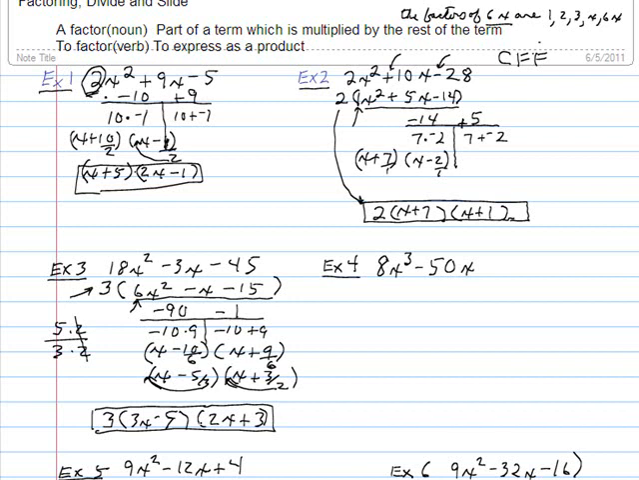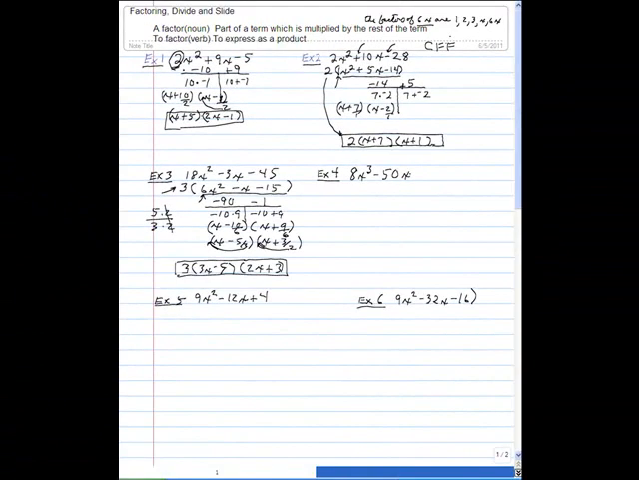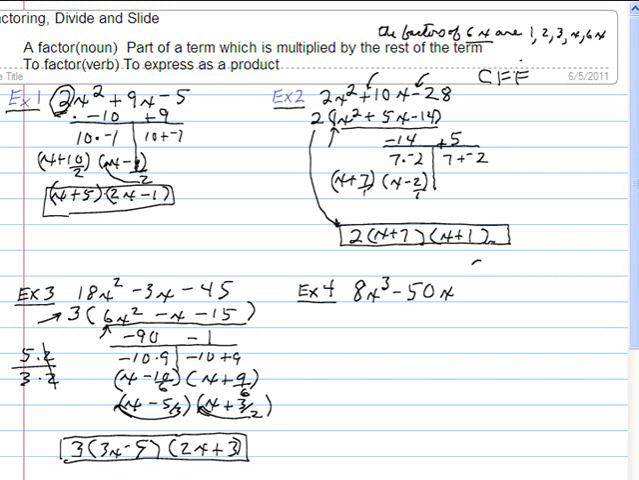Now, I go on to example 4, and there's a lot going on here. First off, we don't have 3 terms. We only have 2 terms. Second off, the first one's not even an x squared as usual. However, we notice this. Common factors first. Both terms have a 2, and both terms have an x. So I'm going to start off by taking out 2x.